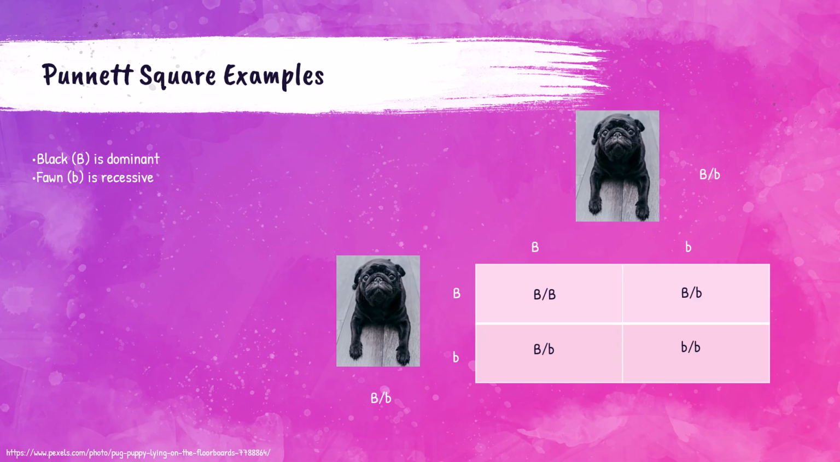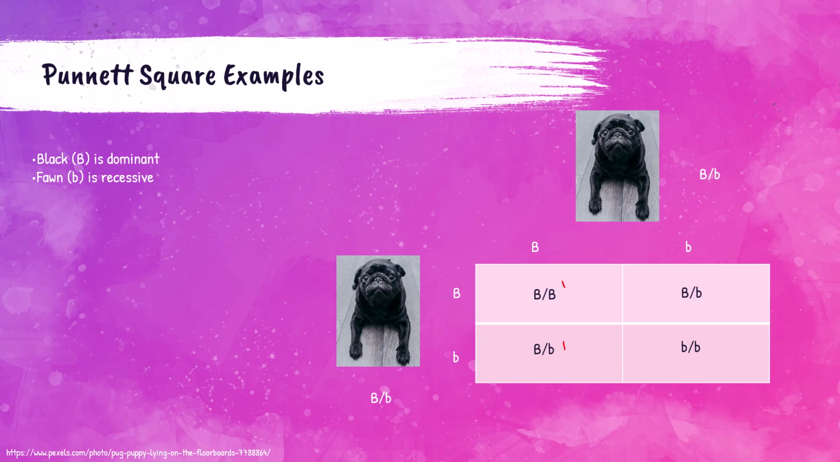So in this Punnett square here, these 4 boxes, how many of them are big B, big B? Just one, right? 1 out of 4 chance. So that means each offspring resulting from this breeding has a 25% chance of inheriting the genotype big B, big B. Okay.